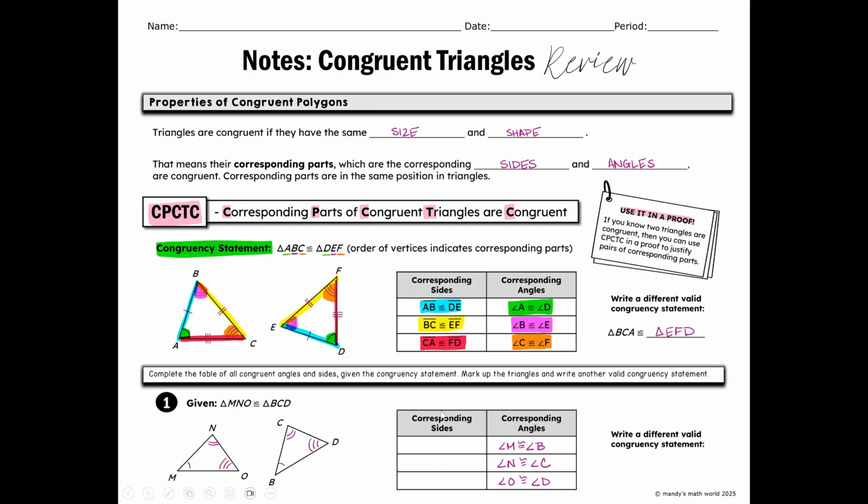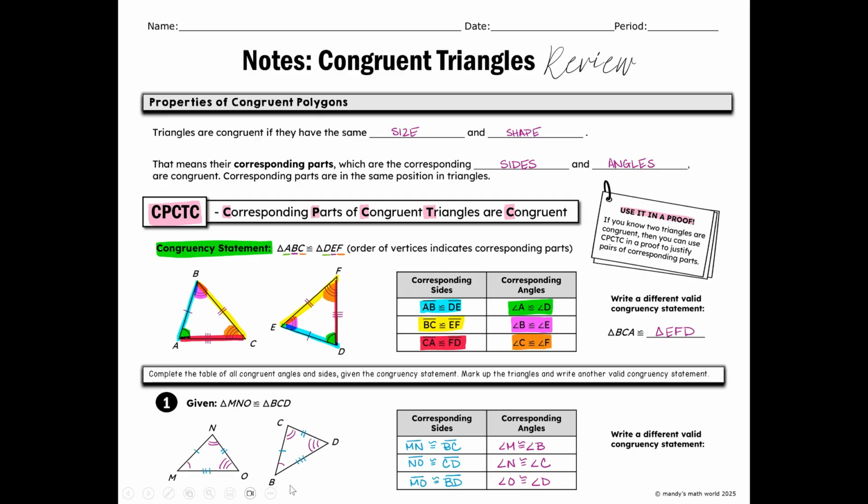Now let's look at our corresponding sides. The first thing I'm going to write is that segment MN is congruent to segment BC. M and N are in the first and second position. B and C are in the first and second position. The next pair of corresponding sides that we can write down is segment NO. Segment NO is congruent to segment CD. NO is in the second and third position. CD is in the second and third position.